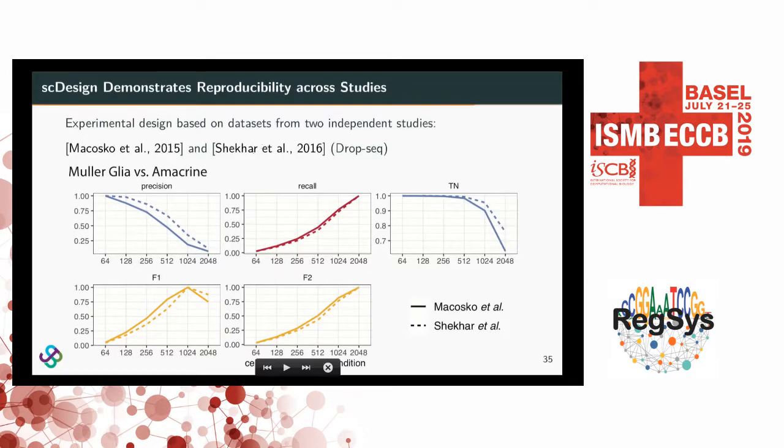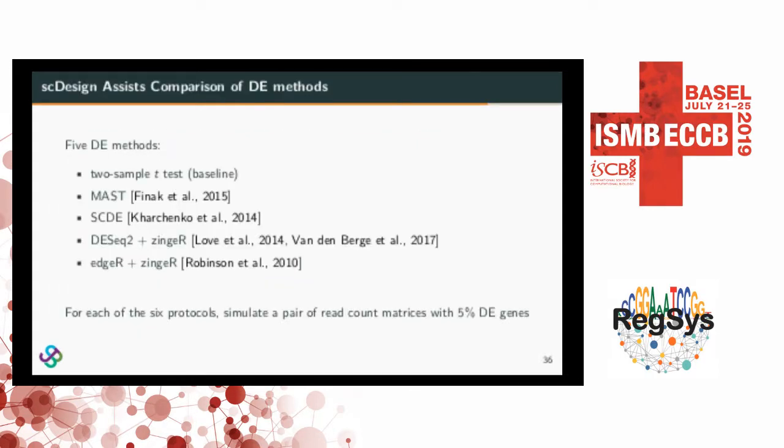And furthermore, we look at cross-study. So in those 2 studies, they both studied these 2 cell types, and they both used Drop-seq. So if we use our method to do the experimental design, we see those curves are also very consistent, confirming the reproducibility. Okay, furthermore, we want to compare how computational methods work for differential expression analysis.